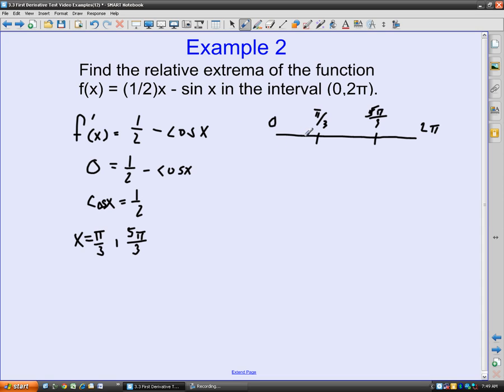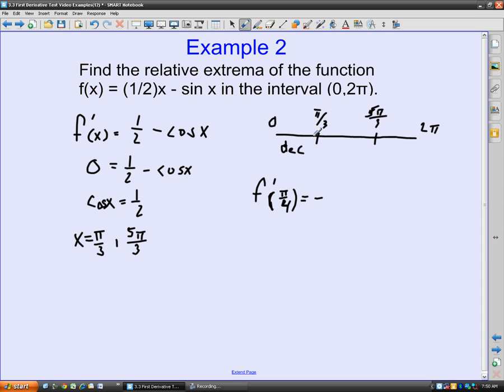So if I do f prime of, we need a number between 0 and pi over 3 that will fit into the derivative function. So I'm going to go with pi over 4, so that we're in the interval. If I put pi over 4 in, I get 1/2 minus cosine of pi over 4, which is root 2 over 2, which means that I'm going to get a negative number. So this is a decreasing function right here. We are decreasing in the interval between 0 and pi over 3.